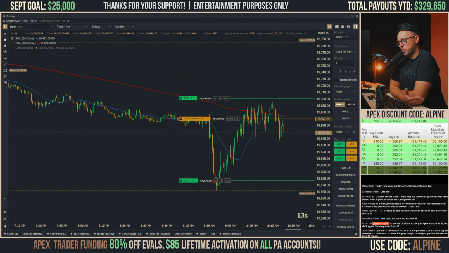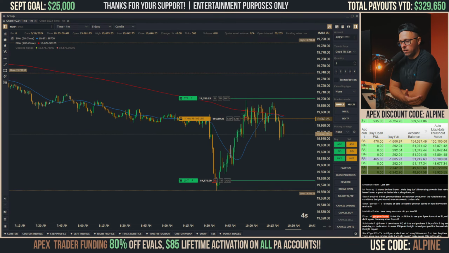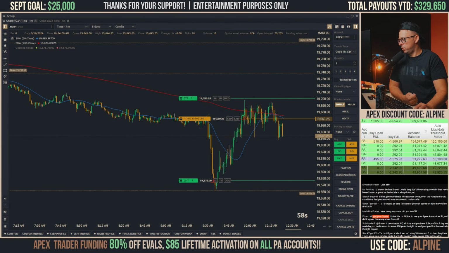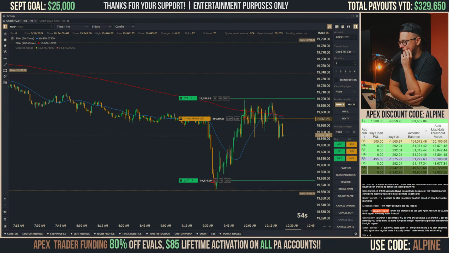We'll see how the copy trader works with micros, right? When I take 5 accounts, 6 accounts, I don't know how many micros I would take. We could check once we're out of this. But if you scale down to 1 MNQ 5 times and then 5 NQ, then 1 NQ, what? That was confusing, Stock Tiger.